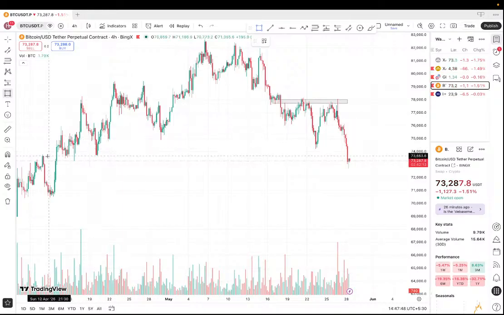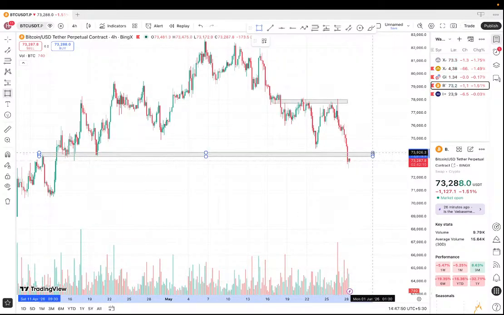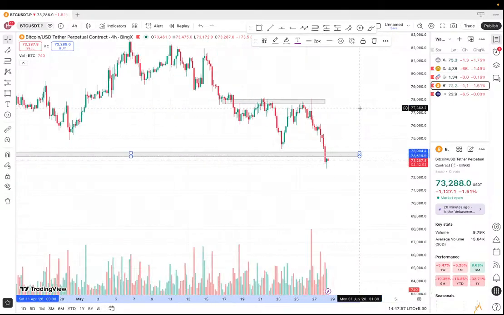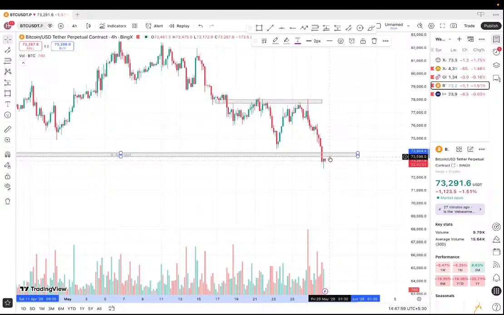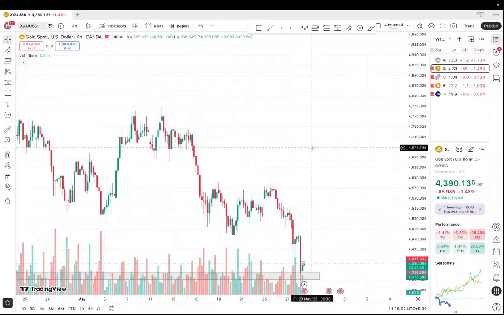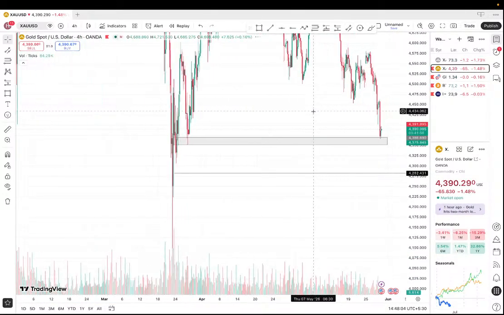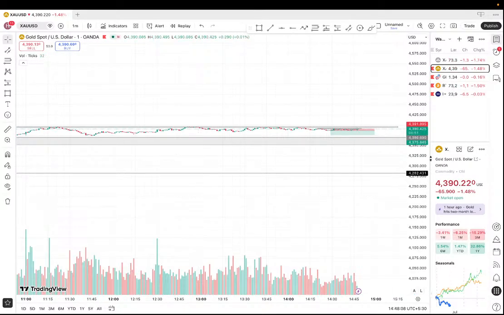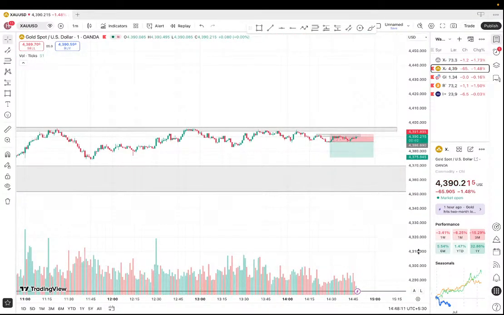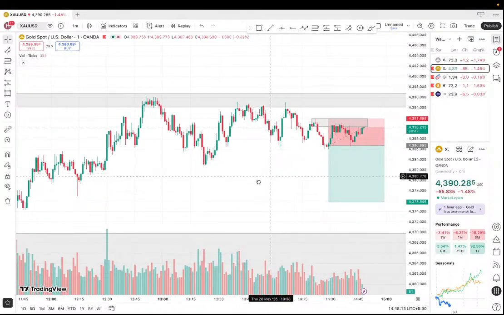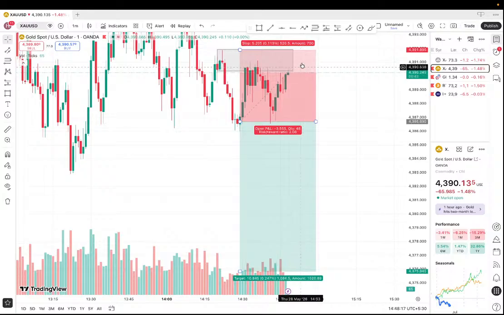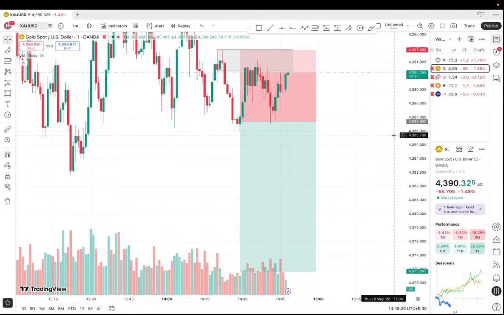But yeah, so it gave a break of this support zone. Now it's trying to retest. So we'll see how price is reacting around the zone. So I feel that it's going to be RSL. Now we can see a quick spike around the zone.